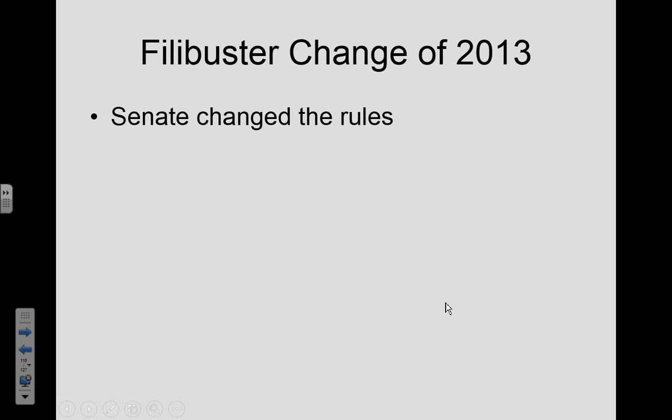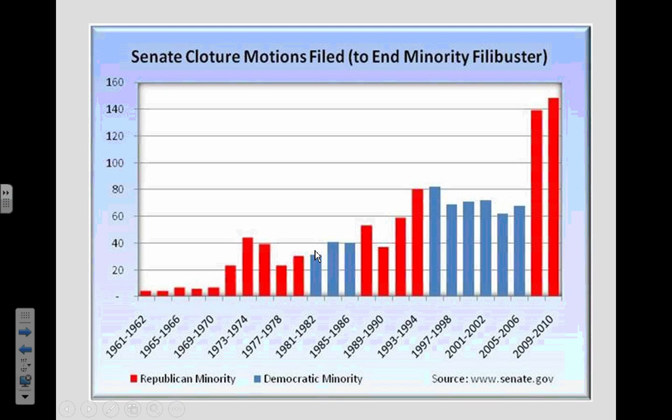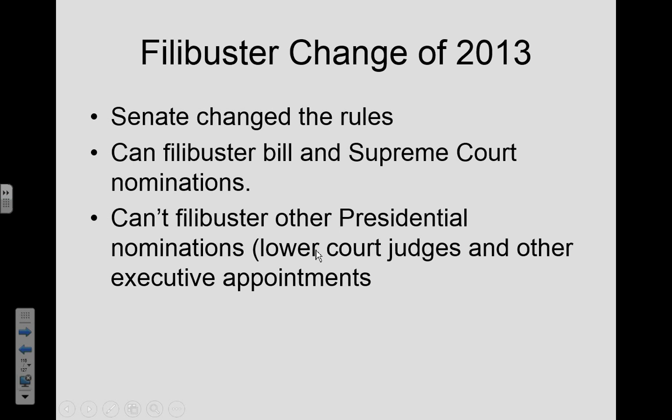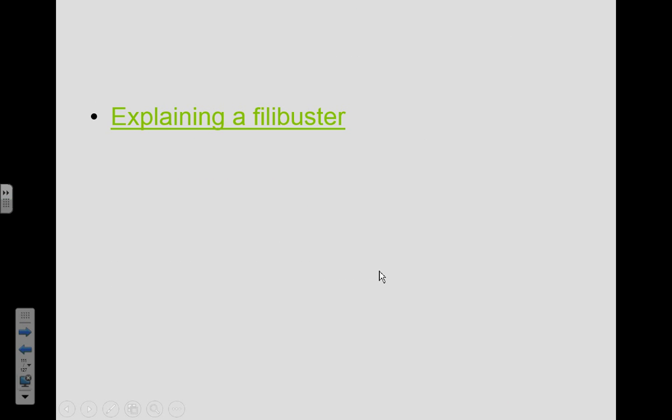In 2013, some rule changes were made on the filibuster. Those rules are that you can filibuster a Supreme Court nomination, but you can't filibuster other presidential nominations. Those are the only real changes on the filibuster. So you can still declare a filibuster on other things. Now, if it's a lower court nomination and you want to do the old-fashioned filibuster, talking it to death, you can still do that. And you can filibuster a bill using the old-fashioned way if you want to.